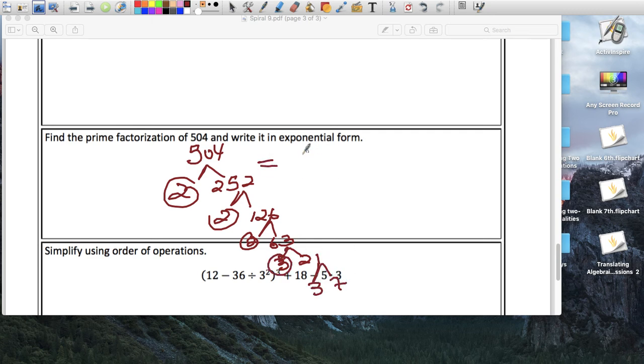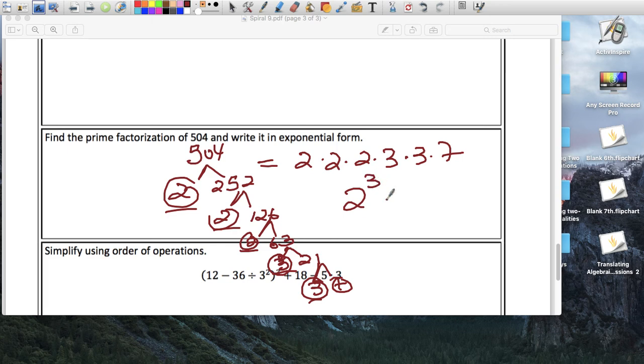So, in exponential form, it's 2 times 2 times 2 times 3 times 3 times 7. That's three 2s, two 3s, and one 7. In exponential form, here's your final answer.